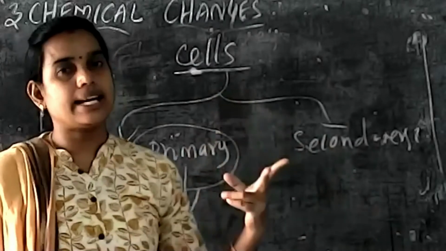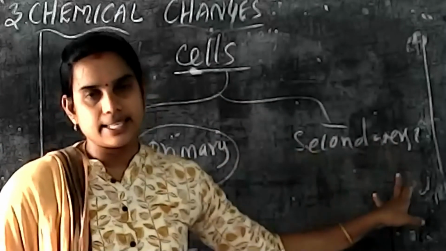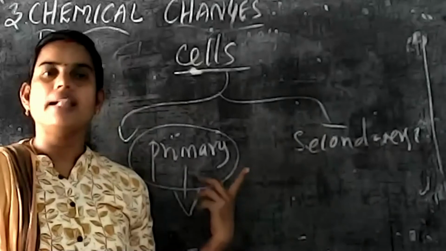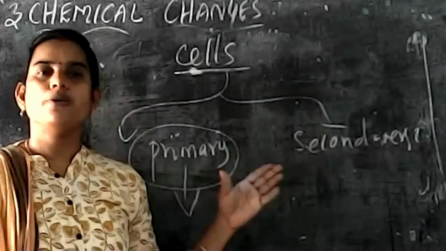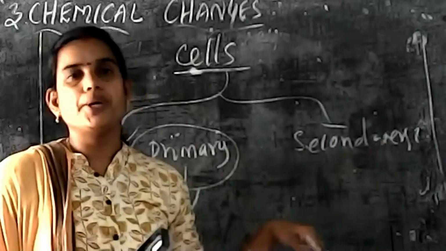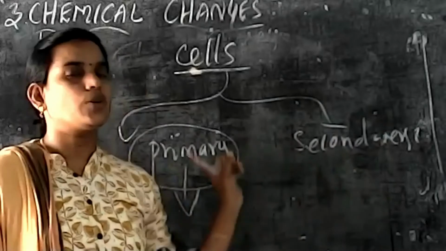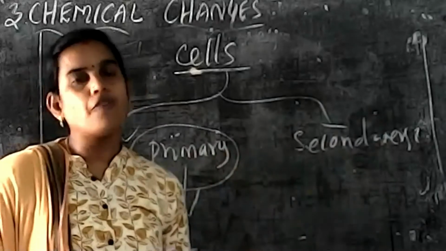Cells are categorized into two types: primary cells and secondary cells. Here, primary cells are the cells which cannot be used once again. But secondary cells are cells which can be used by the recycling process. Okay, so these are the two categories of cells.